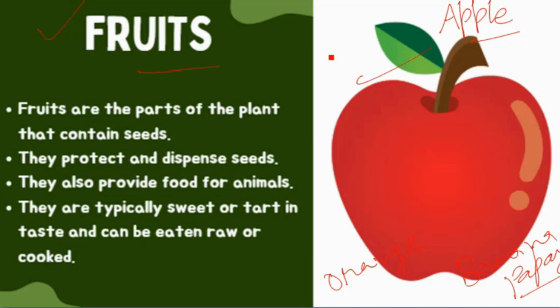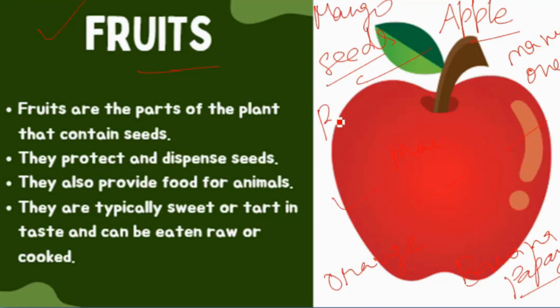And fruits contain seeds. Some fruits have many seeds and some fruits have only one seed. So how many seeds does an apple have? Is there one seed or many? Many seeds. Apple has many seeds. So name a fruit that has only one seed. Very good. Mango. Peach. Mango and peach have only one seed in them. Papaya has so many seeds in that.